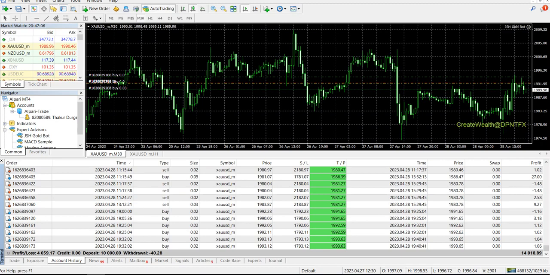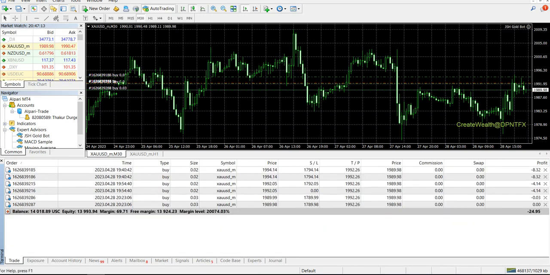Otherwise we need to change a lot in the settings, which I don't recommend. Okay, so this is it, and let's see the running trades. There are a couple of running trades right now. Most of the time, if there is a buy trade, there are a couple of buy trades, and there used to be one or two sell trades also, but that depends on the situation.